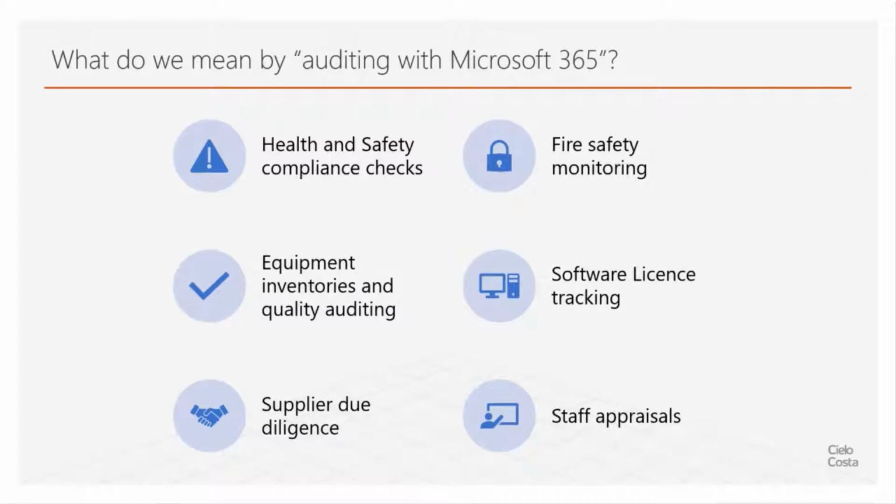But moving into the main subject matter here. So what do we mean by auditing in Microsoft 365? And this can mean different things to different people. So to me as a member of my business, what does auditing mean? It can mean health and safety checks. It can mean tracking of licenses. It could be having inventories of equipment that we have and then the auditing of that equipment to make sure that it's still fit for purpose. It can cover all these different areas.